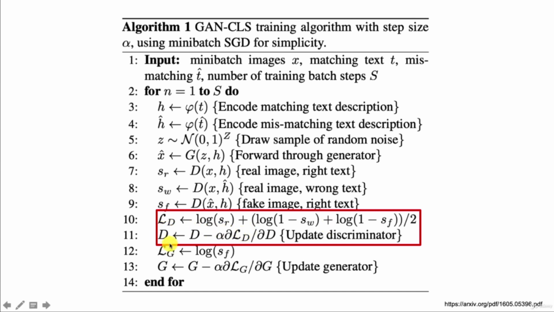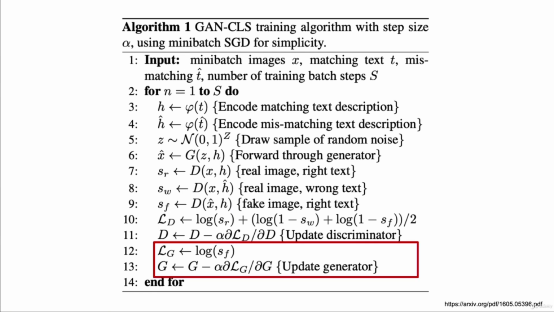On the next line, we make an update of the discriminator with stochastic gradient descent or any of its modifications. Then we update the generator using the fake image with the right text, and again make a step of the gradient descent algorithm.